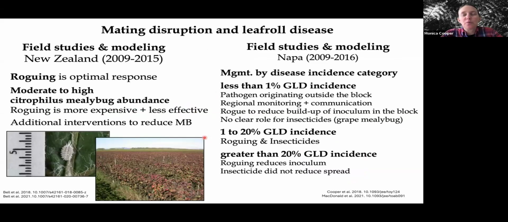So lastly, I'd just like to touch really briefly on leaf roll disease and mating disruption. Unfortunately, there's not a lot of literature or studies around mating disruption and the role it could play in reducing the spread of leaf roll disease. I think mainly because a lot of the field studies around leaf roll disease were conducted in New Zealand. They were conducted mostly with citrophilus mealybug. There's a mating disruption product for citrophilus mealybug. And then in Napa, when we were studying leaf roll disease, we were mainly dealing with grape mealybug, and we did not have an option for mating disruption at that time.